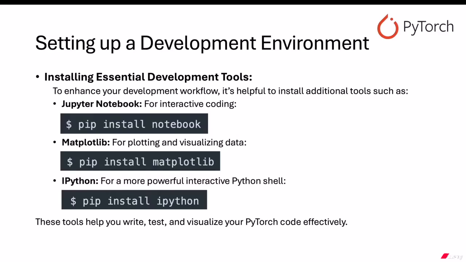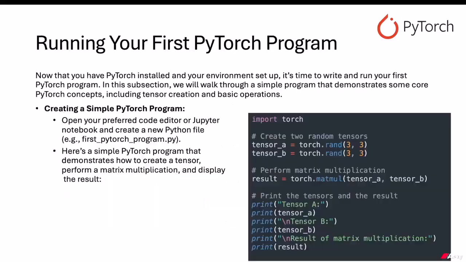Installing essential development tools. To enhance your development workflow, it's helpful to install additional tools such as the Jupyter Notebook. For interactive coding, you can say pip install notebook. Matplotlib for plotting and visualization of data: pip install matplotlib, which you probably already have if you're using Python. And then IPython for a more powerful interactive Python shell. You can say pip install ipython. These tools help you write, test, and visualize your PyTorch code efficiently.